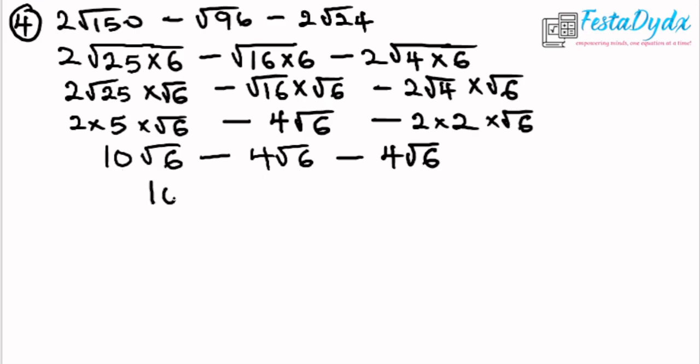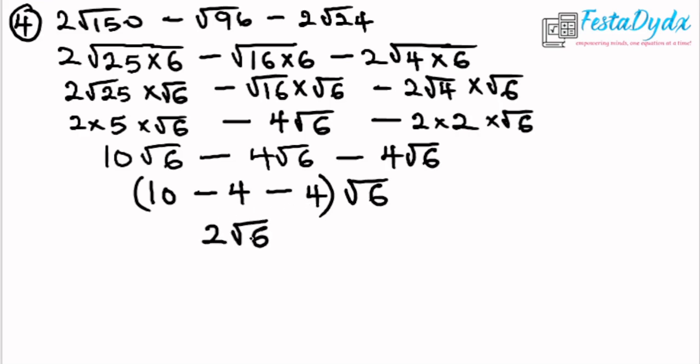So this is 10 minus 4 in a bracket, then root 6. So 10 minus 4 gives us 6, and then 6 minus 4 gives us 2. So 2 root 6. This is the answer for question number 4. Now let's move to question number 5.